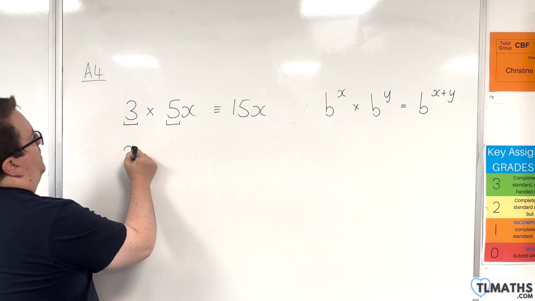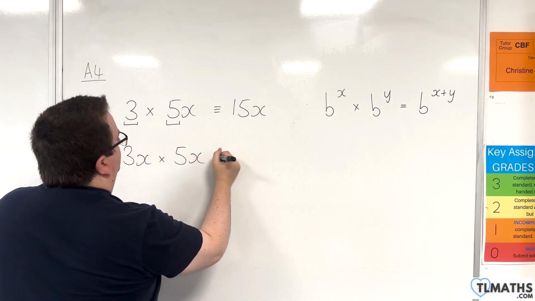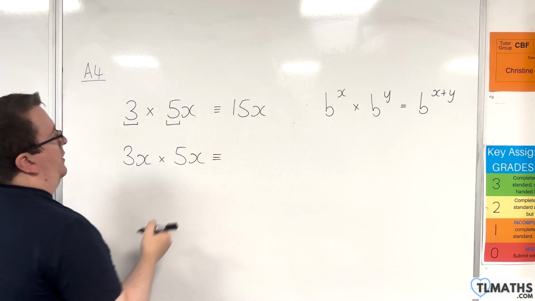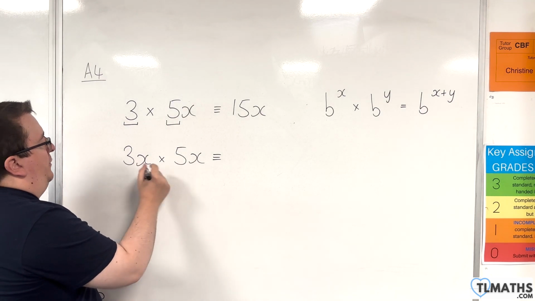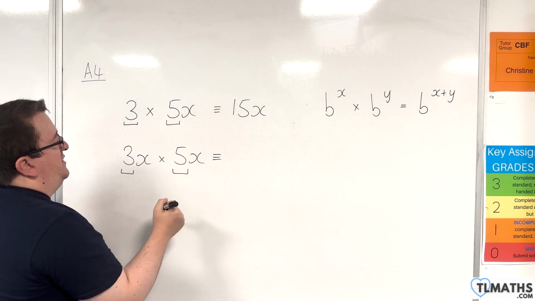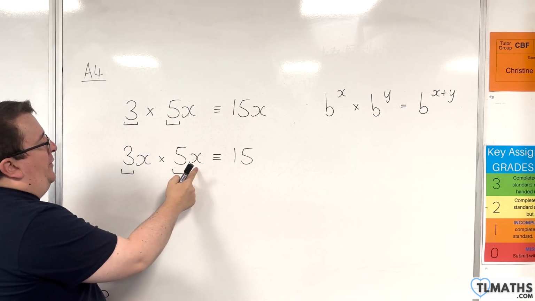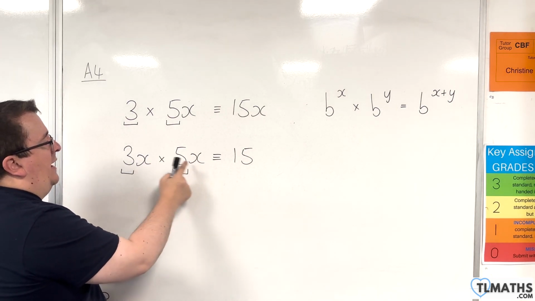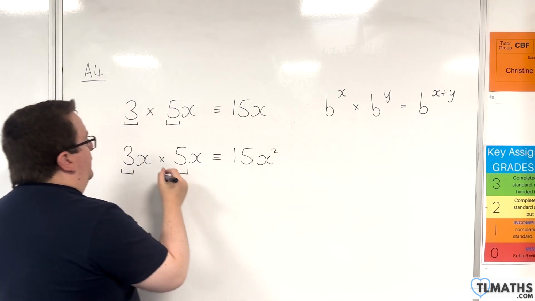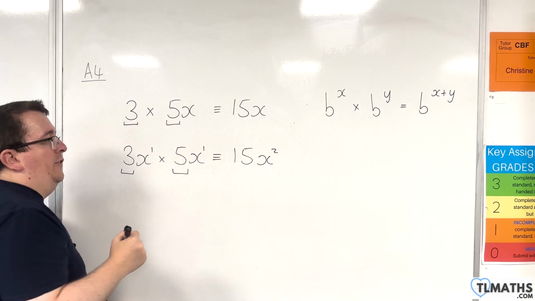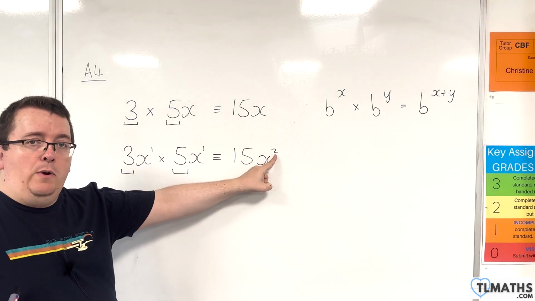Let's change this up to being 3x times 5x. So not that much harder. Here we have the 3 times the 5, so we're going to multiply the coefficients together first to make 15. And then we have x times x, so we deal with multiplying the x's together next. So x times x will be x squared, because this is x to the 1, and that's x to the 1, and so we have 1 plus 1 makes the squared.